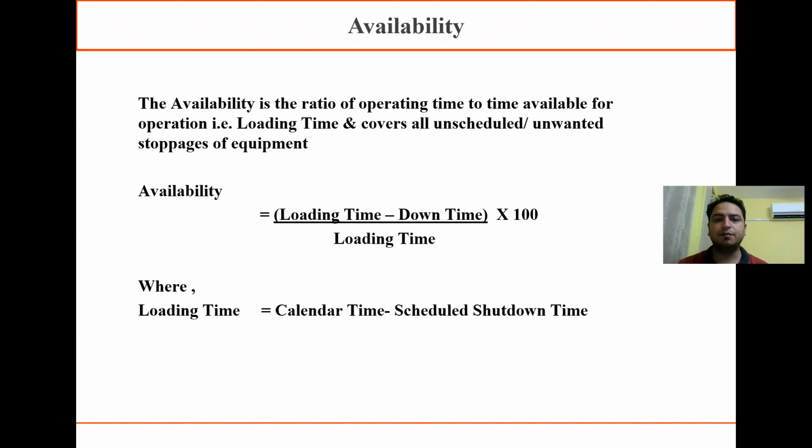Basically, loading time minus downtime divided by loading time comes out to be the availability. What is loading time? Loading time is calendar time minus scheduled shutdown time. Calendar time is basically the shift time or the available time that is allocated, minus scheduled shutdown time. Scheduled shutdown time is the planned management downtime. In this way we can calculate the availability rate.